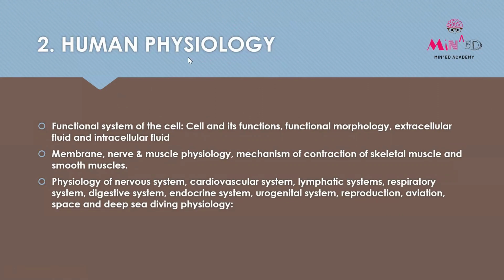Next we have human physiology. Here we have topics like cell, its function, morphology, then membrane, nerves, muscle physiology, mechanism of contraction of skeletal muscle, then physiology of nervous system, cardiovascular system, lymphatic system, respiratory system, digestive system, endocrine system, urogenital system, reproduction system. Means all the systems you will get in the exam. And deep sea diving physiology is very important.